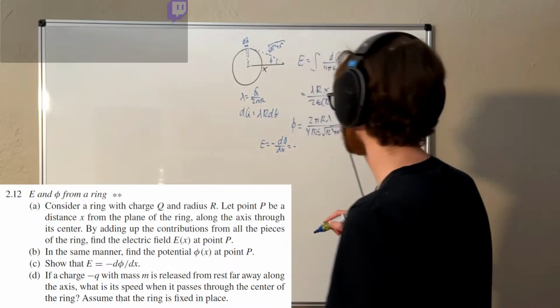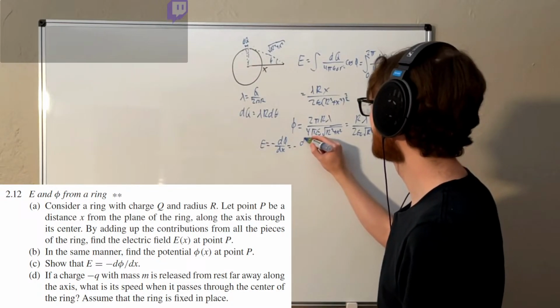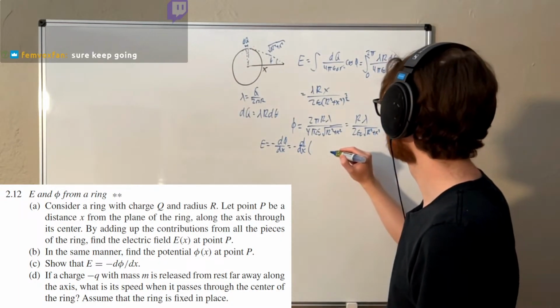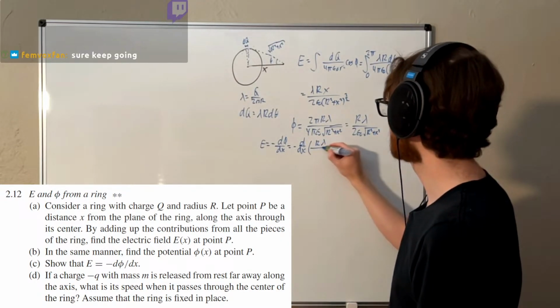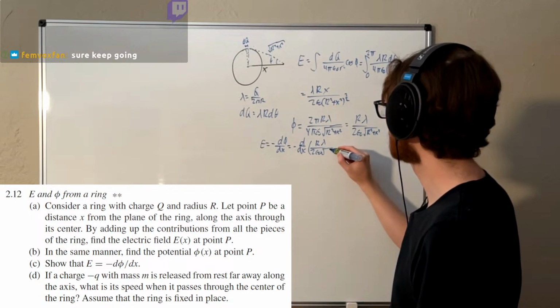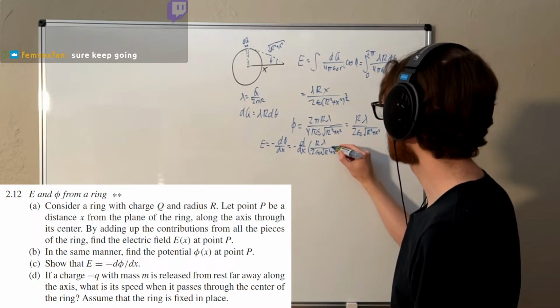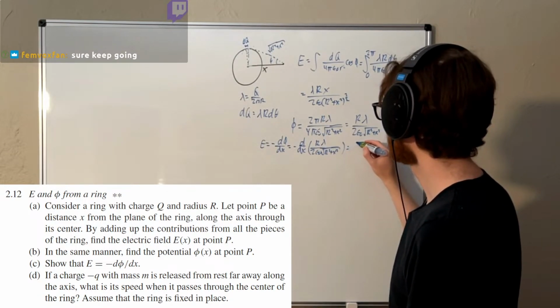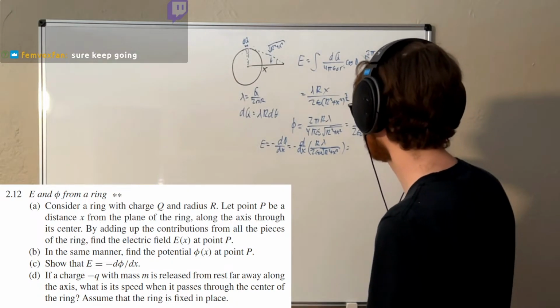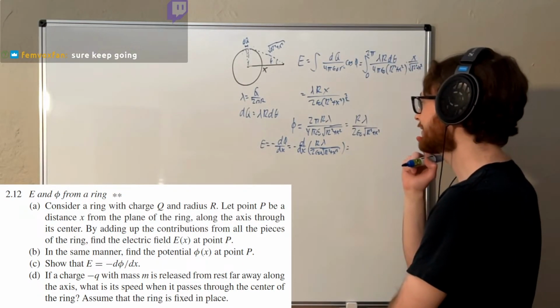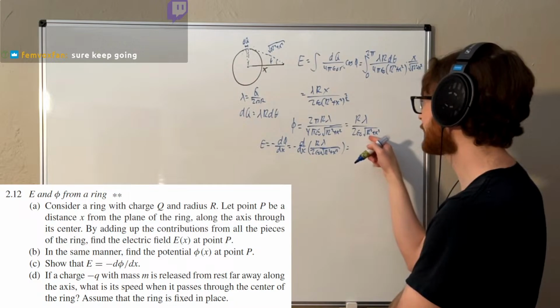Because it's just on my mind right now, so I want to... r lambda over 2 epsilon naught root r squared plus x squared. I think what you're saying is important to know, though, Fembox. I still notice I think this derivative actually works.